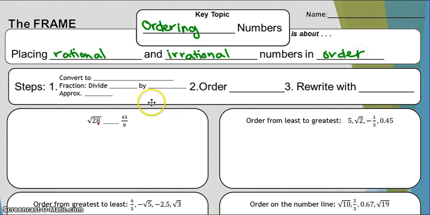Okay, so we're going to go through our steps. Our first step is convert to decimal. If it is a fraction, you're going to divide the numerator, or the top, by the denominator. Or you're going to approximate your square roots. That's your first step. Your second step is to order your decimals. And your last step is to rewrite with original terms.